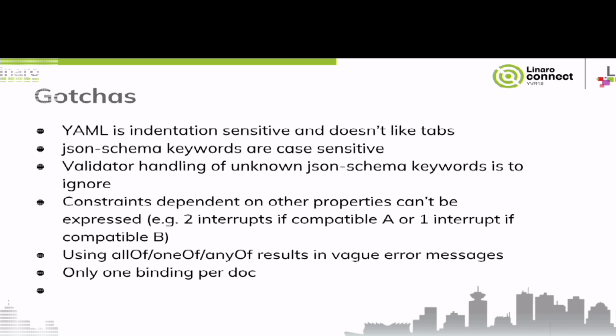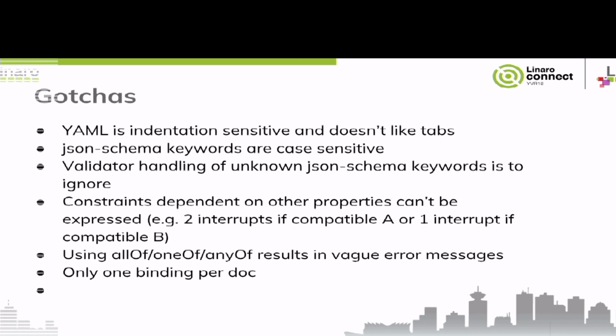One key area I haven't figured out how to address is how we handle interdependencies between different properties. So the example I've seen several times is, like, if it's compatible A, we have 2 interrupts, or if it's compatible B, we have 1 interrupt. And right now that's just free-form text, and there's not really a way to describe that in JSON-schema. There's discussions in that community about how to do that kind of thing, but no solution yet. So for now, we're probably stuck with what we already have, which is free-form text.